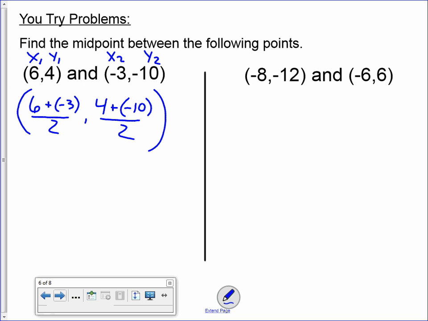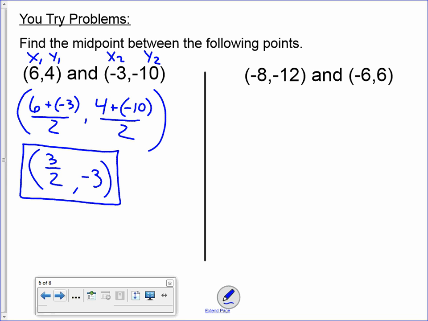6 plus negative 3 is 3, and 3 over 2 is, I'm going to leave it as 3 over 2. 4 plus a negative 10 is negative 6, and negative 6 divided by 2 is negative 3. So my answer is 3/2, negative 3. Here's an example of what a combination looks like where you have a fraction and a whole number.